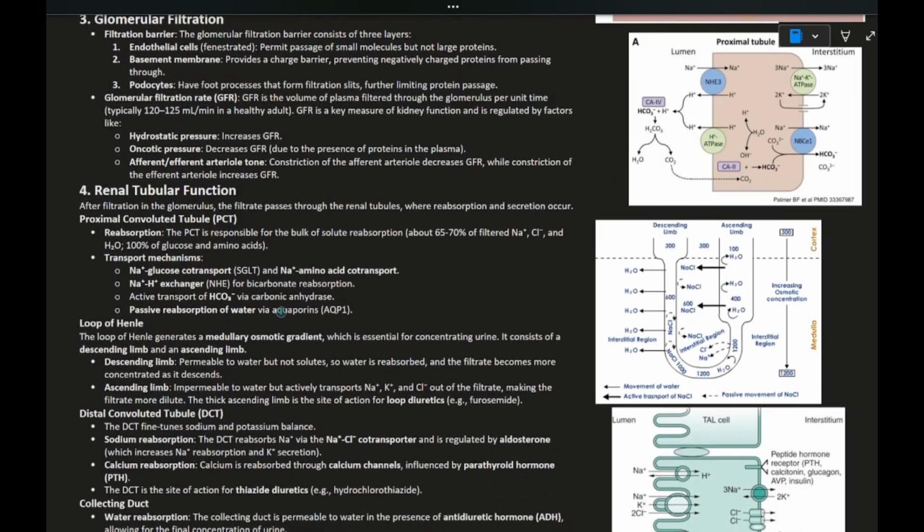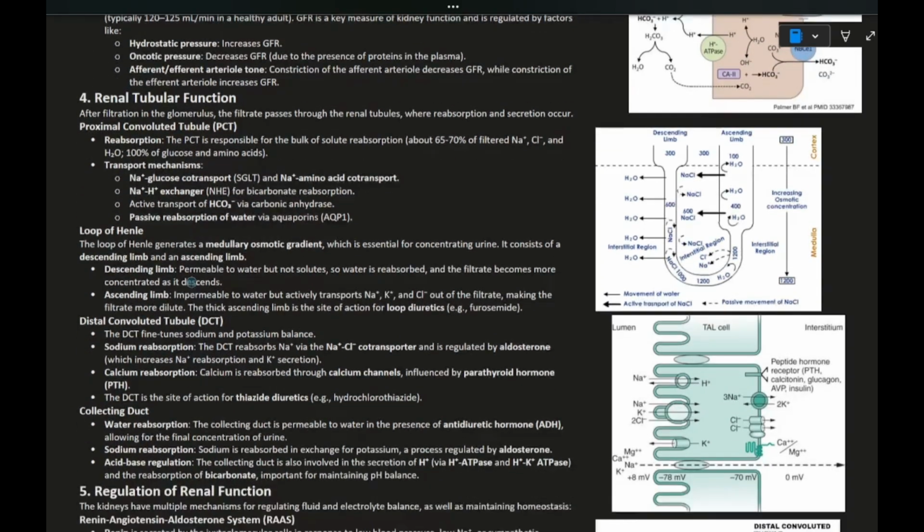Okay, so besides that, we have active transport of bicarbonate through the action of carbonic anhydrase, shown over here, and then passive reabsorption of water through the aquaporins. So always remember that water will also get reabsorbed in the proximal convoluted tubule.